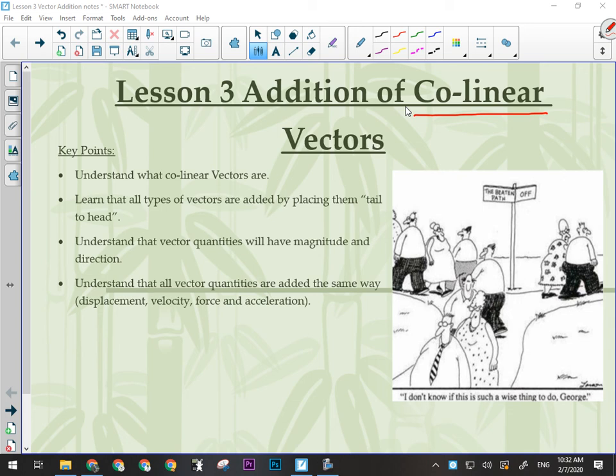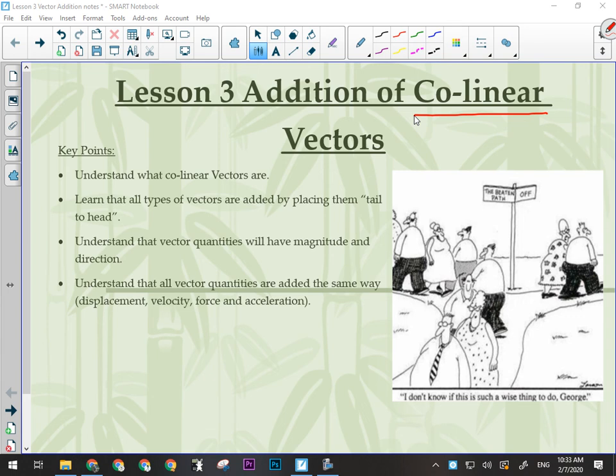All right. So first off, what are collinear vectors? They're vectors that are along the same line. So this person went east, and then they went east, and then they went west. Those are collinear vectors. All types of vectors are added by placing them tail to head. What I mean by that is when we draw a vector diagram, a picture of what's happening, we place the vectors in order. This one happened first, then this one, then this one.